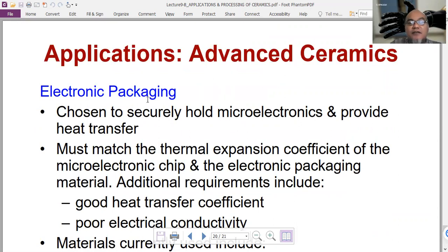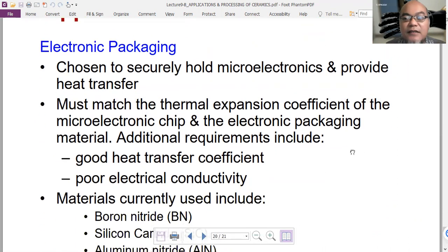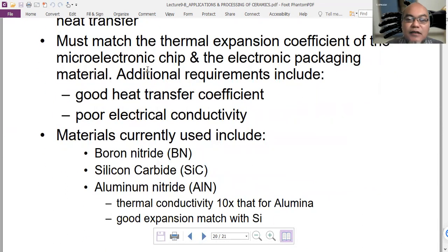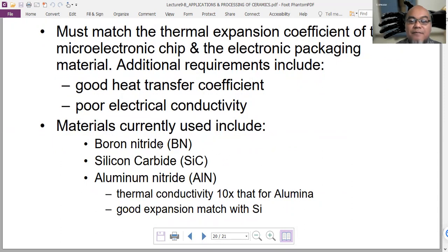Another application for advanced ceramic is electronic packaging to securely hold microelectronics and provide heat transfer. It must match the thermal expansion coefficient of the chip and the electronic packaging material. Other requirements include good heat transfer coefficient, so the heat can be transferred easily outside, but poor electrical conductivity, it must not conduct electricity. Examples of such material include boron nitride, silicon carbide, and aluminum nitride. Aluminum nitride has good thermal conductivity, 10 times better than alumina, and good expansion that will match with silicon. And as you know, in microelectronics, usually they use silicon-based material.